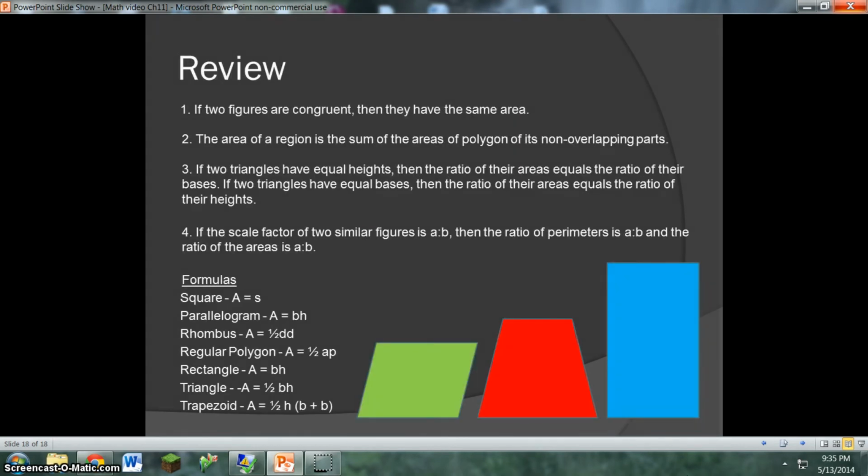Chapter 11 Review. If two figures are congruent, then they have the same area. The area of a region is the sum of the areas of its non-overlapping parts. If two triangles have equal heights, then the ratio of their areas equals the ratio of their bases. If two triangles have equal bases, then the ratio of their areas equals the ratio of their heights. If the scale factor of two similar figures is a to b, then the ratio of perimeters is a to b, and the ratio of the areas is a squared to b squared.